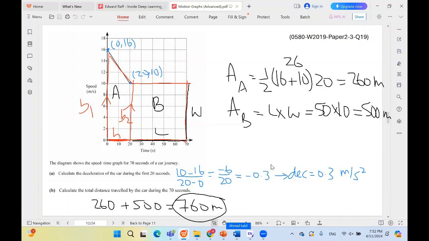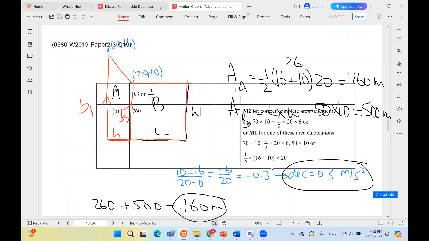You can circle the final answer here as well. And we can proceed to compare to the marking scheme. So 0.3 is correct and 760 is correct as well.